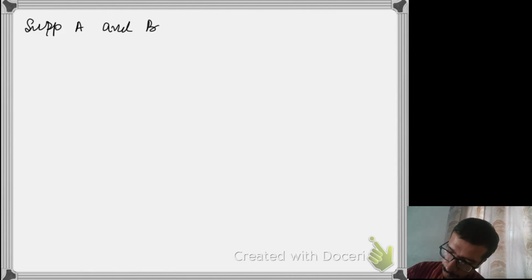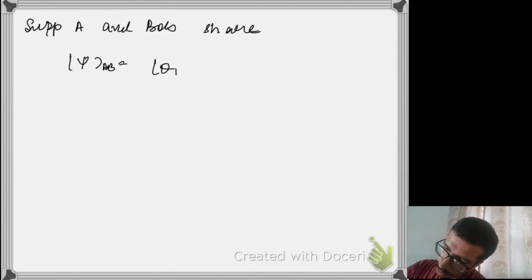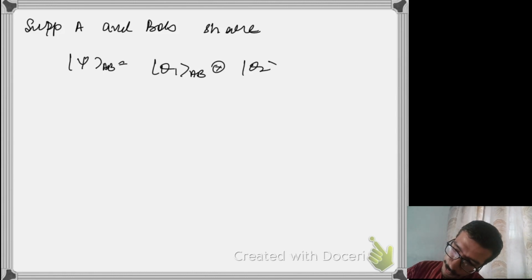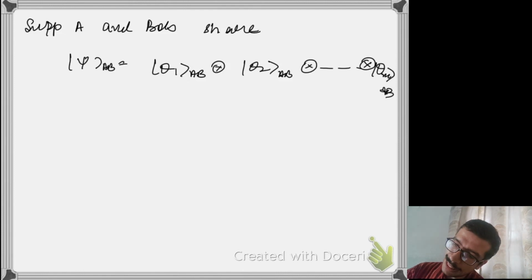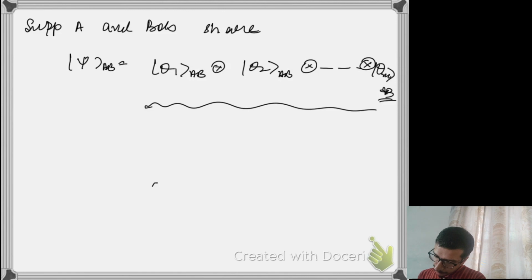Suppose Alice and Bob share the state psi equals theta 1 AB tensor theta 2 AB tensor up to theta m AB. Note that I am not writing theta 0 over here. Theta 0 is just ket 0 0, which is their initial state they are given, and this is the resource state which they are sharing. So now we define the local operations UA and UB.